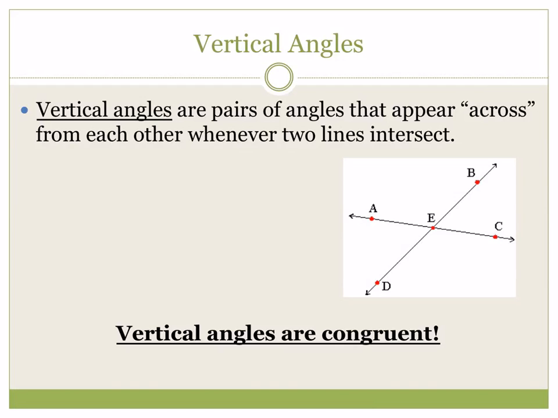So the first kind of angles we're going to talk about are called vertical angles. Vertical angles are pairs of angles that appear across from each other whenever two lines intersect. So can somebody give me an example in this diagram, using the correct ordering of letters, of one pair of vertical angles, angles that appear to be across from each other? AED and AEB. And what was your other one?